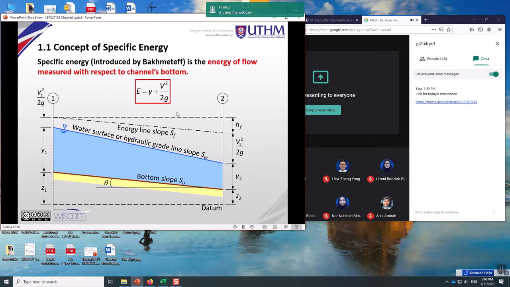So basically, the definition of specific energy would be the energy of flow measured from the channel's bottom. If there is no loss of energy, which I indicated in the diagram as HF, that means your total energy from one point to another would remain the same. We are going to learn about loss of energy or energy dissipation in chapter 4, where there would be loss of energy due to hydraulic jump.